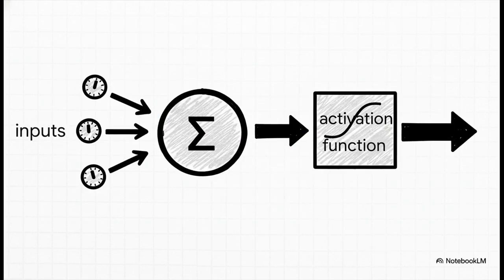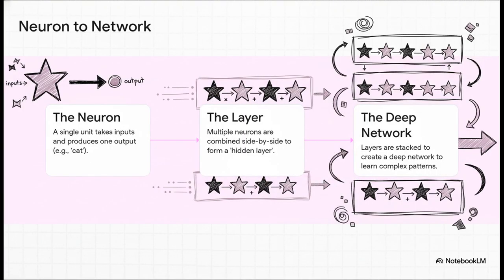So what does this one little neuron actually do? Well, you might be surprised to hear this, but a single neuron is basically the same idea as the linear models we started with. It just takes a bunch of inputs, multiplies them by some weights, adds them up, and spits out a signal. That's it. The real magic, of course, isn't in one neuron. It's how we connect them.